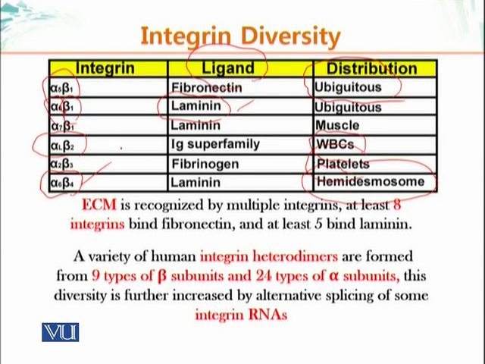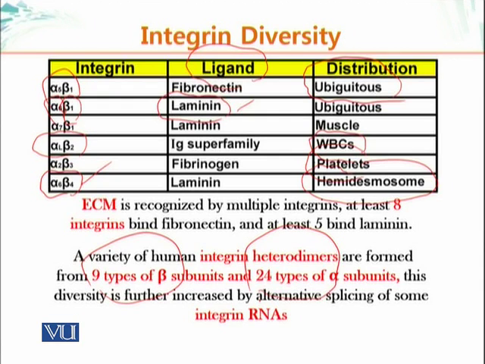ECM is recognized by multiple integrins. At least 8 integrins bind fibronectin, different combinations of them, and at least 5 bind laminin. A variety of human integrin heterodimers are formed from 9 types of beta subunits and 24 types of alpha subunits. So many different combinations are possible. This diversity is further increased by alternative splicing of some of the integrin RNAs.